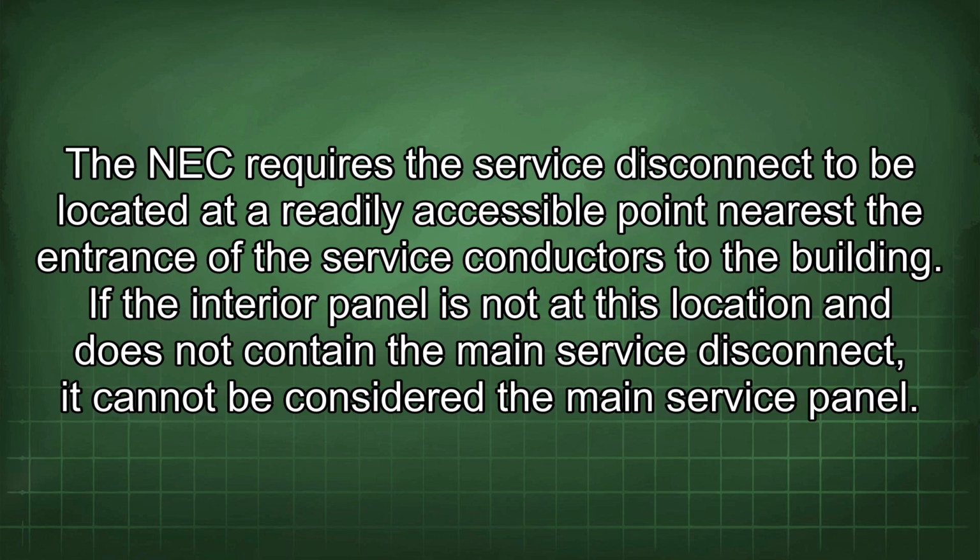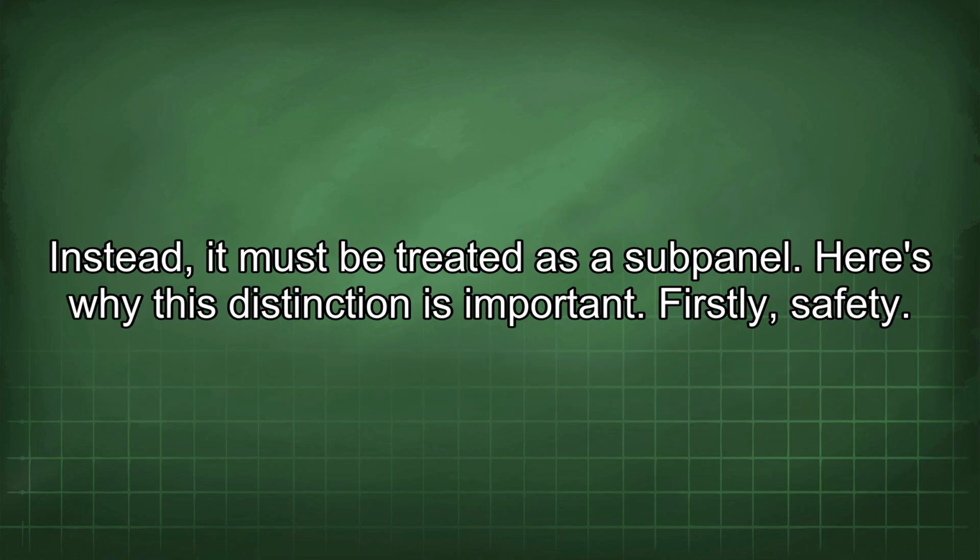The NEC requires the service disconnect to be located at a readily accessible point nearest the entrance of the service conductors to the building. If the interior panel is not at this location and does not contain the main service disconnect, it cannot be considered the main service panel. Instead, it must be treated as a subpanel.